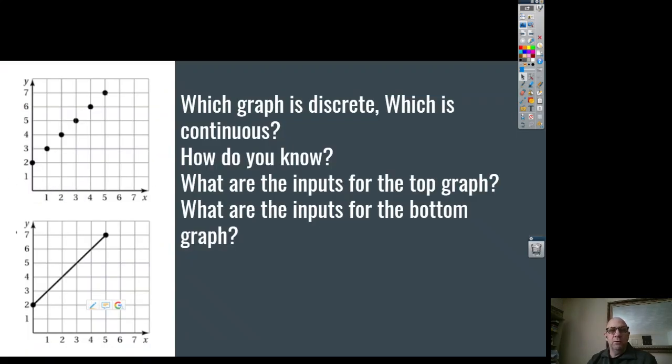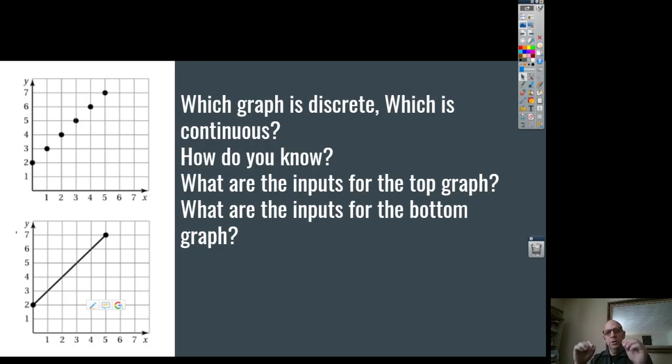So which of these graphs is discrete? The first graph is discrete, and how do we know? Because it's just a bunch of points, whereas the second graph is continuous because there's a straight line connecting all the points. So on a graph, that's the difference.